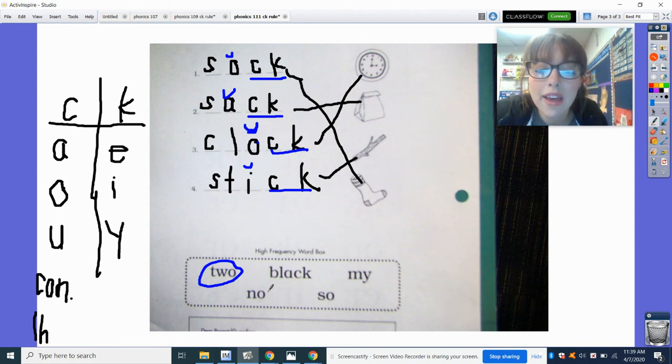Let's read these words together. Black, that has a CK right there, and it has a short A. My, this Y is making the long I sound, so we're going to put a macron over it to show that it's making a long sound. And this word is no and then so. And both of those letters are making the long vowel sounds, and we're going to put a macron over those.